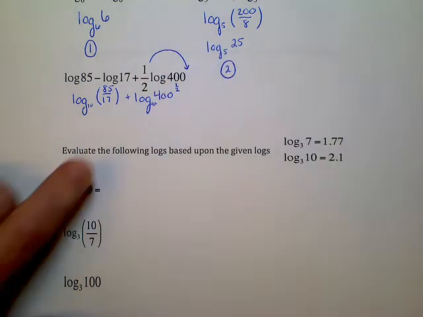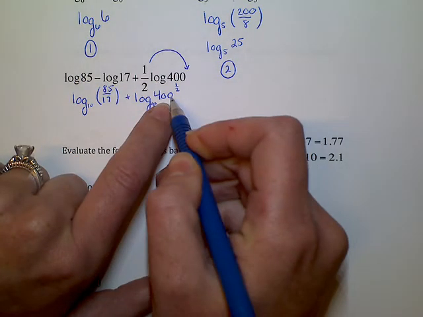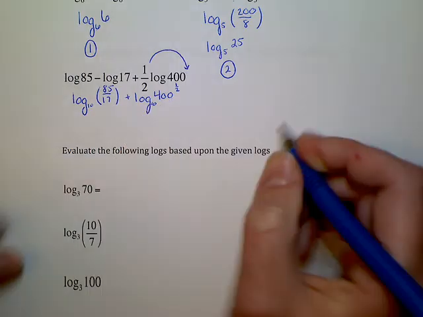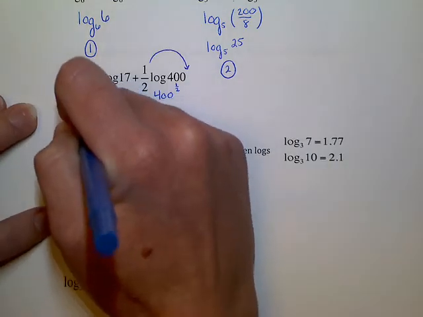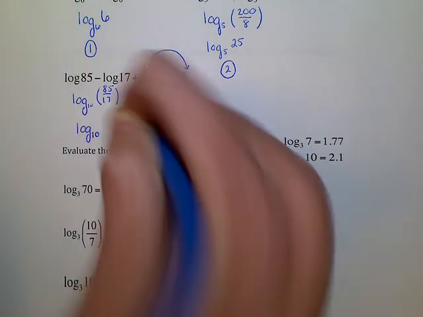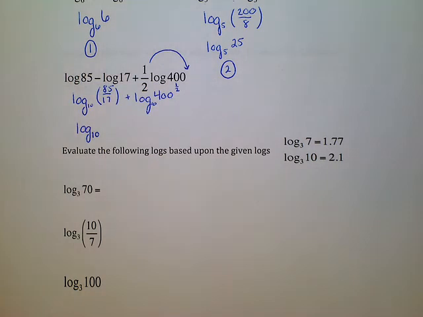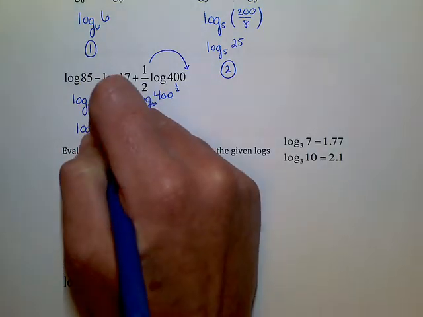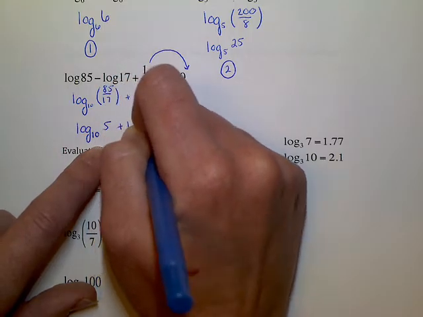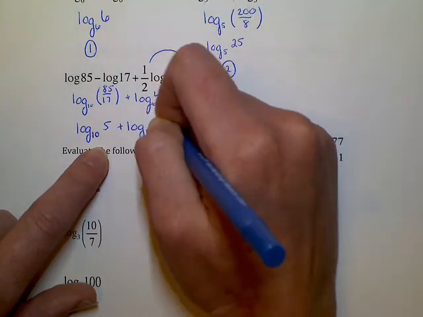Now, it would be important to realize that if I take 400 and raise it to the 1/2, that it's the same as square rooting it. 85 divided by 17 is going to be 5. And when I square root that 400, I get a 20.